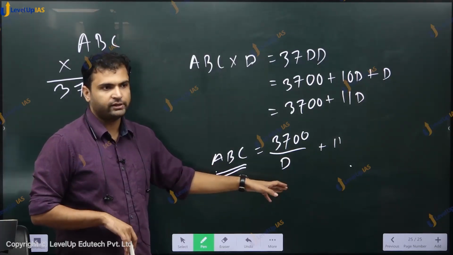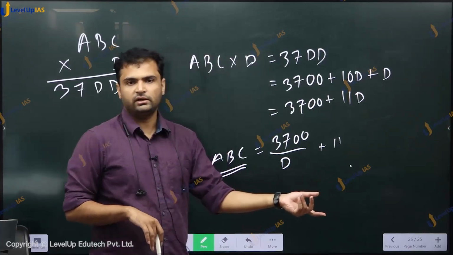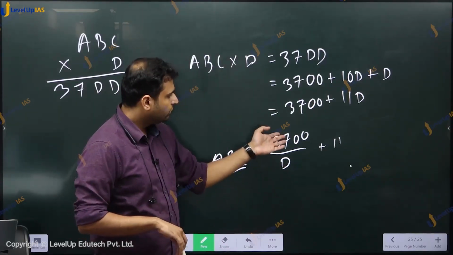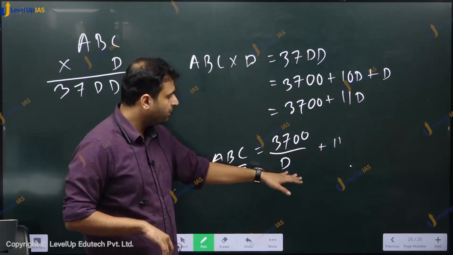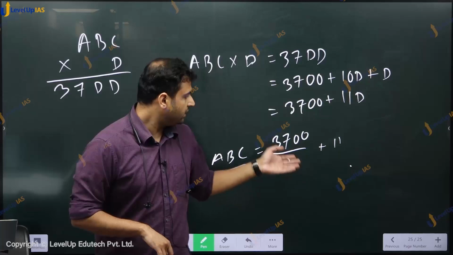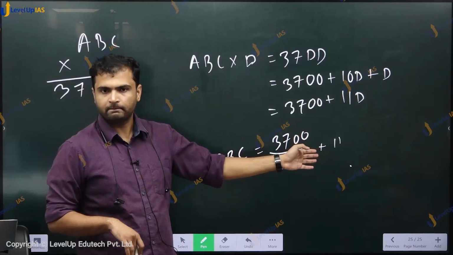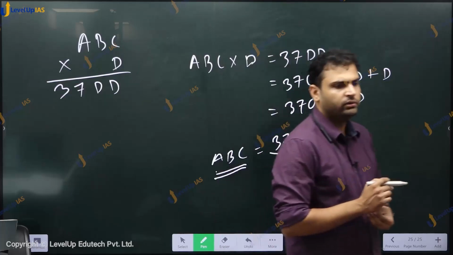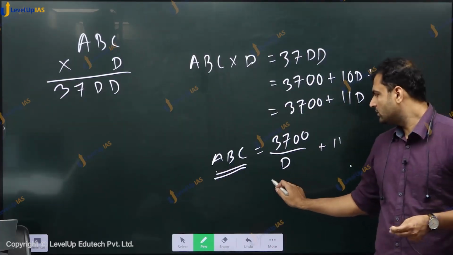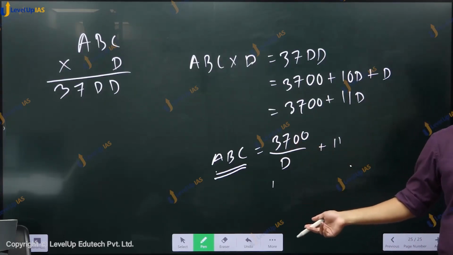37DD divided by D has to be an integer. And D is a single digit. Right? So when is 3700 divided by a single digit an integer? When D is a factor of 3700. So we want to find the single digit factors of 3700, which is nothing but: 1 is one factor of 3700. Yes, 1 is a factor of all numbers.